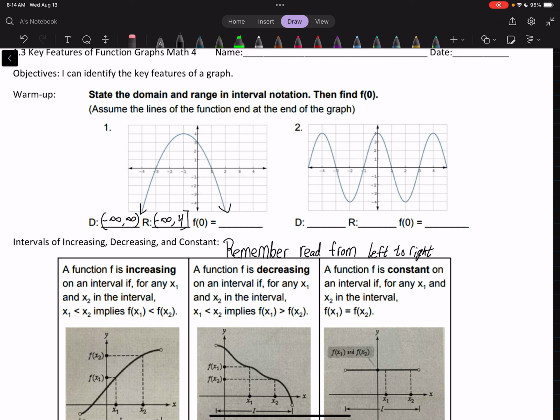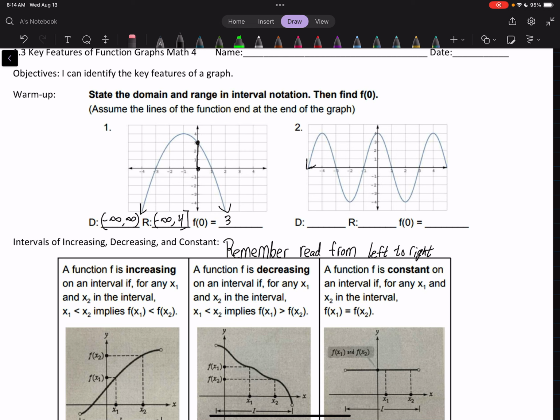I'm wanting to make sure to put a square bracket on that y value of 4 because I am touching it. The next part, what is f of 0? If I go to 0 on my x-axis, go to my graph, 3 is my answer.